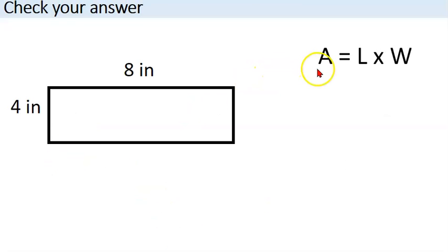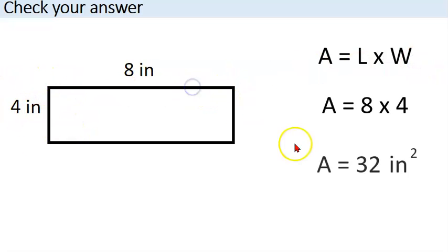Here we have our same thing, area equals length times width. Area equals length, 8, times 4, our width. And that gives us 32 inches squared. Okay, so that's our warm-up. If you didn't get it right, that's okay. If you did, excellent. Now let's start with our lesson.